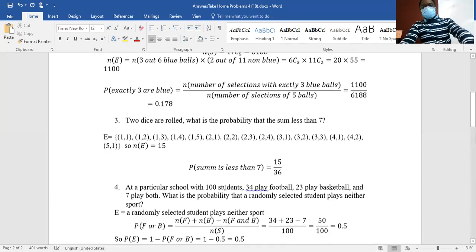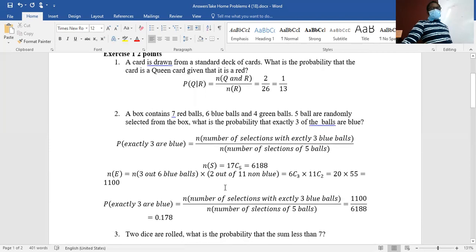Is that all? So that is it for take home problem 4.